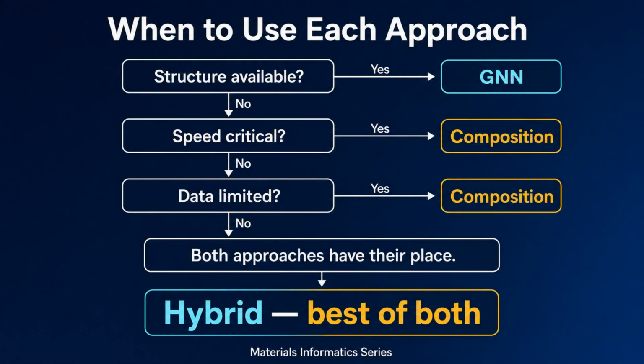Choose composition-based methods when you don't have crystal structures, need high-throughput screening, or have limited training data. Choose GNNs when structures are available, accuracy is critical, and computational cost is acceptable. For many applications, composition methods provide sufficient accuracy at much lower cost.